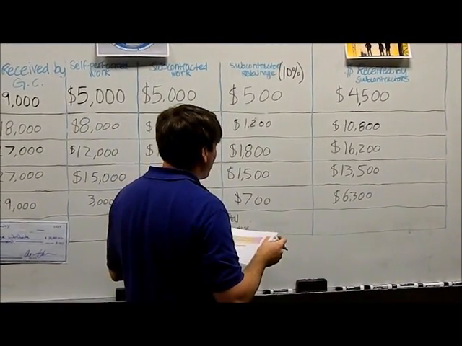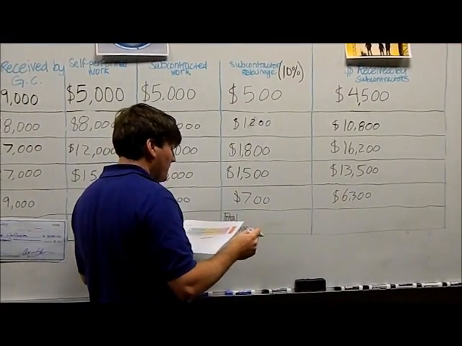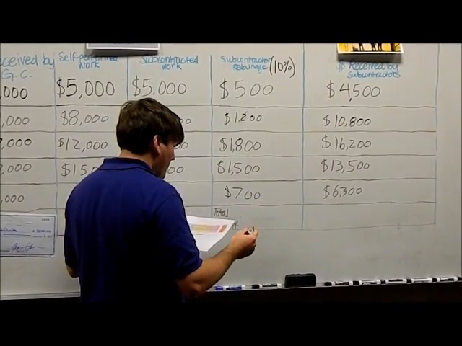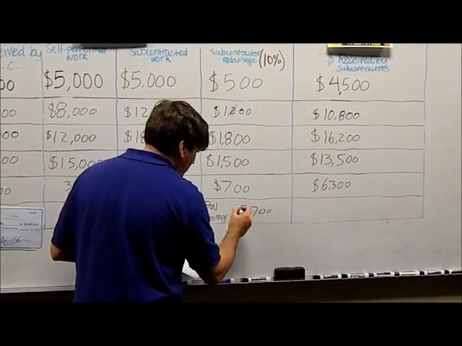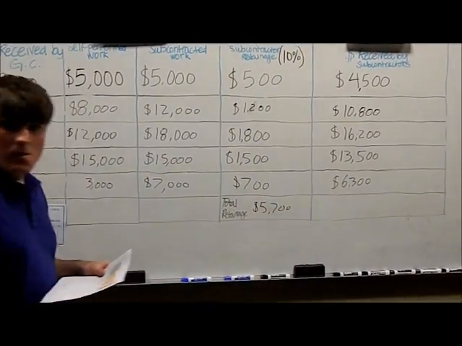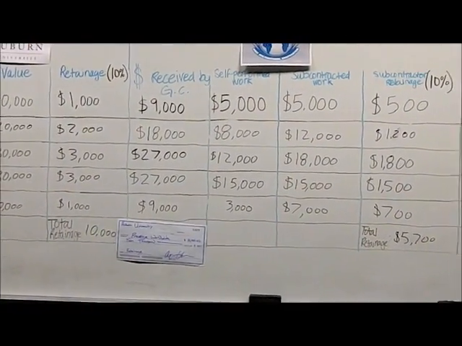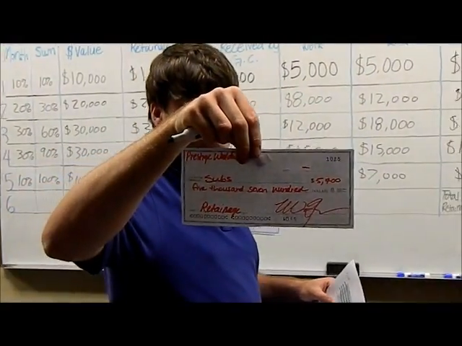After we received our $10,000 retainage from the owner, we decided that we should pay our subs the money they earned. So the total retainage from our subs was $5,700. So we give our subs the rest of their money with a check of $5,700.